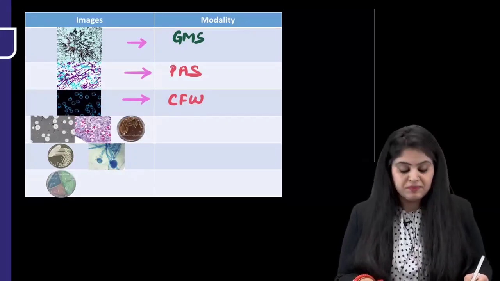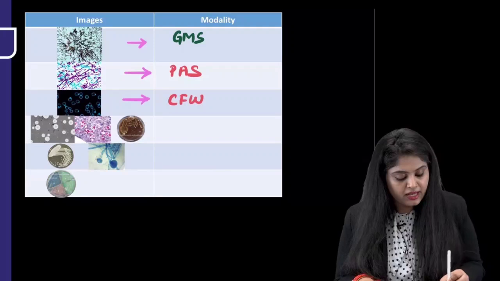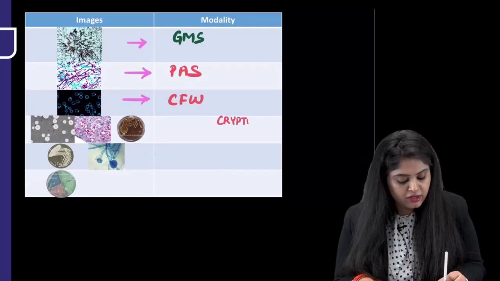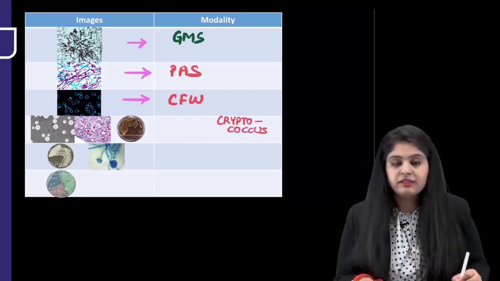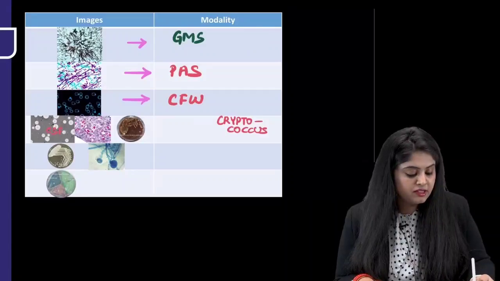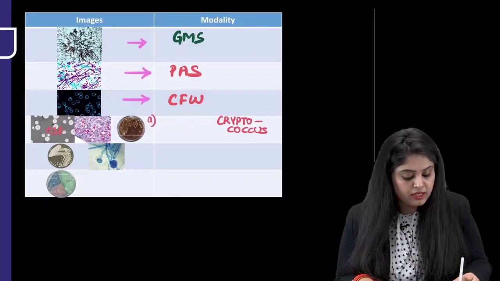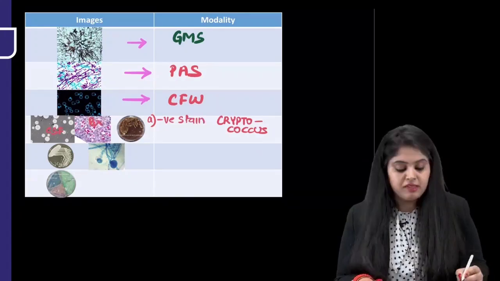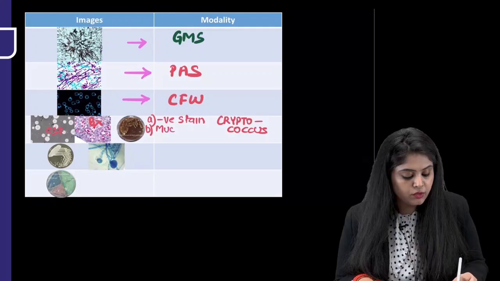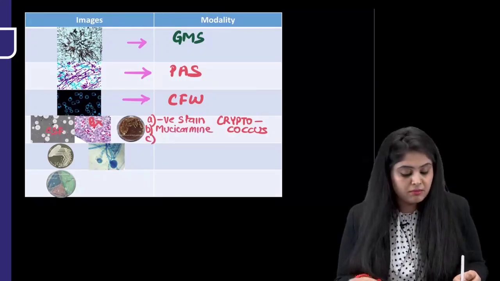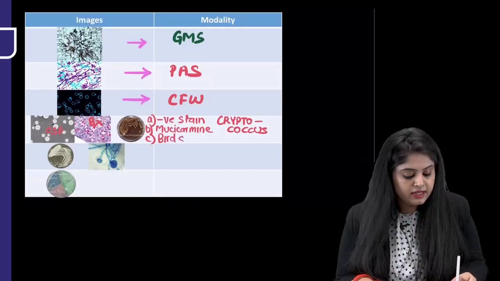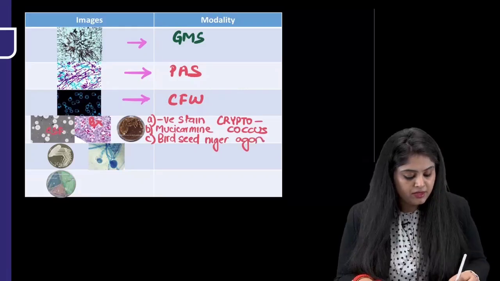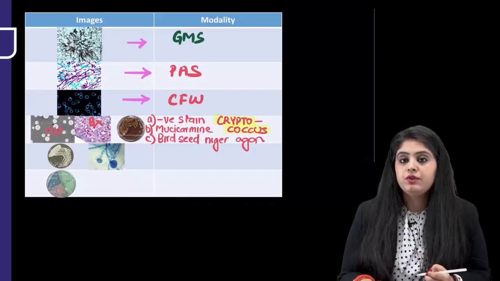Look at the next three. The next three are for the same organism, and that is Cryptococcus. What do we need to know about Cryptococcus and this? The first one must have been the CSF sample, because I'm using negative stain. I'm using India ink negative stain. The second one must have been a biopsy sample, because I have something red in color, and that is going to be mucicarmine. And like I told you, what is the agar? Something to do with birds and black, right? So there is a bird seed Niger agar. There is a bird seed Niger agar that we have, that sums up the entire story of Cryptococcus.